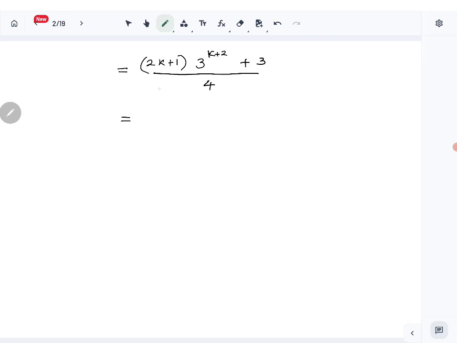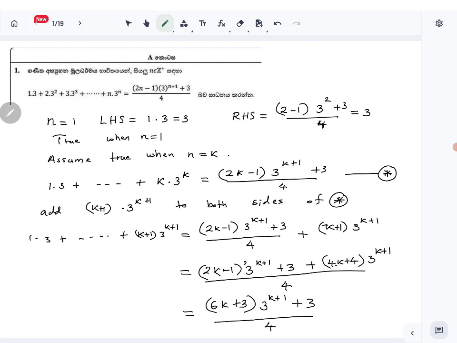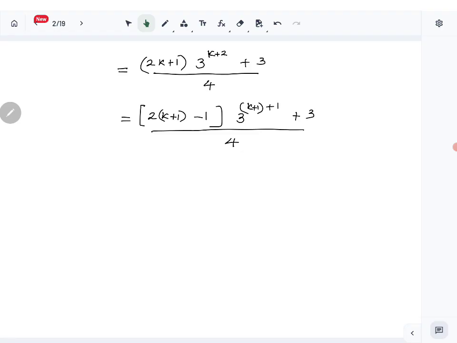Then this one can be written as what? I will write like this. What is inside this bracket? I can write it as what? 2(k plus 1) minus 1. Same thing, no? And this power I will write it as 3^((k plus 1) plus 1). Right. So this is what? The required statement. So this is true for, look. This is the statement we want. K plus 1 here, k plus 1 here, plus 3 over 4. So we have that statement here.